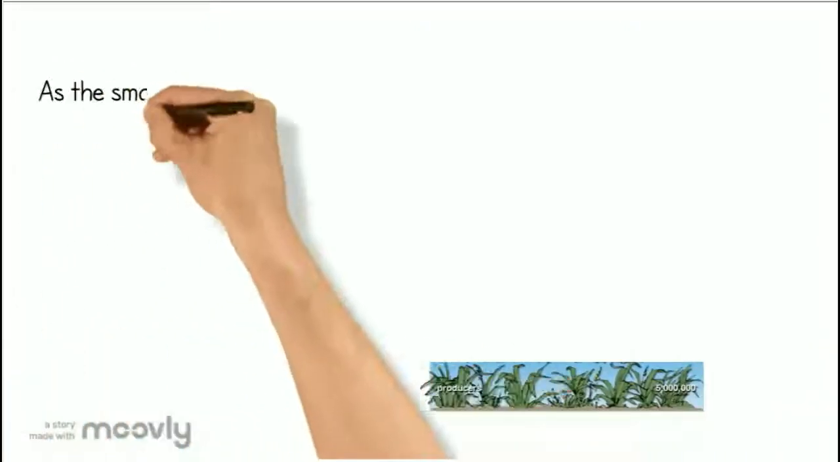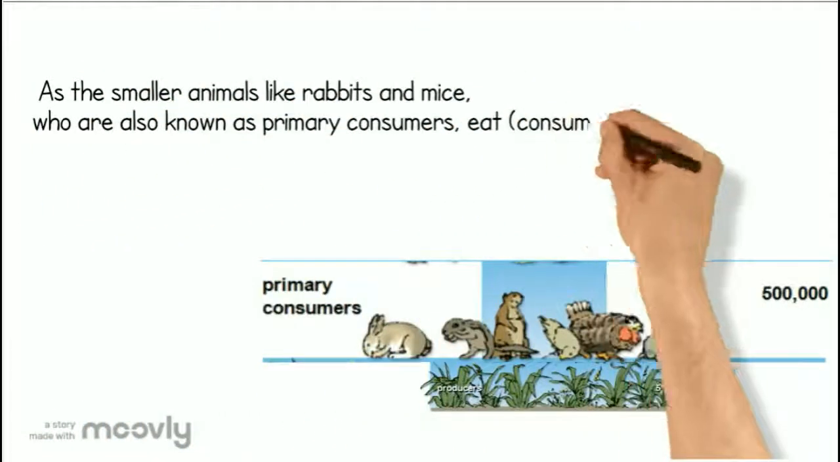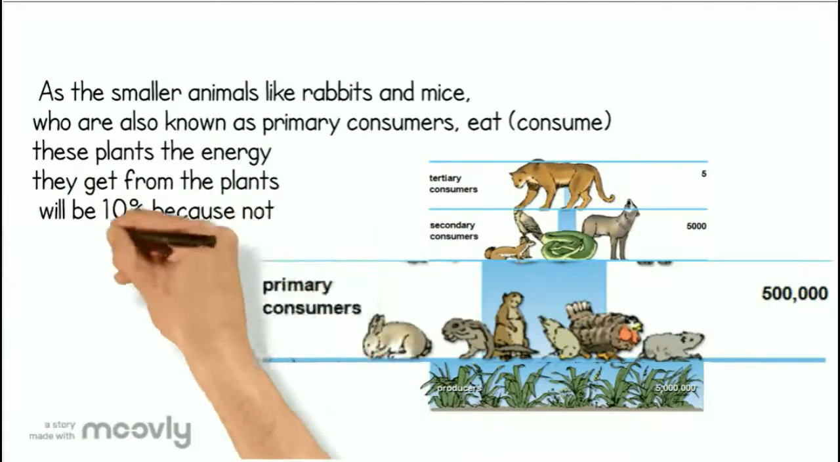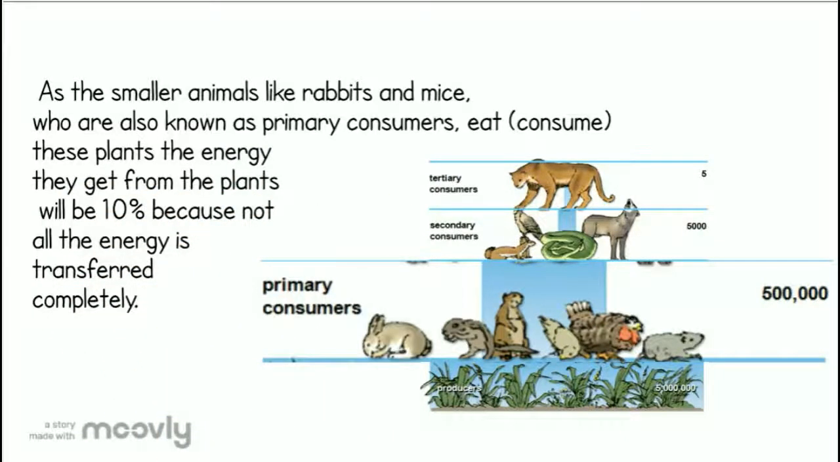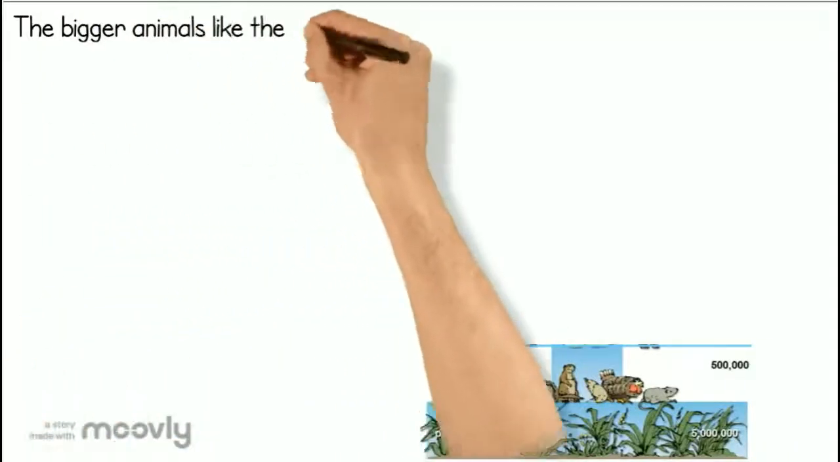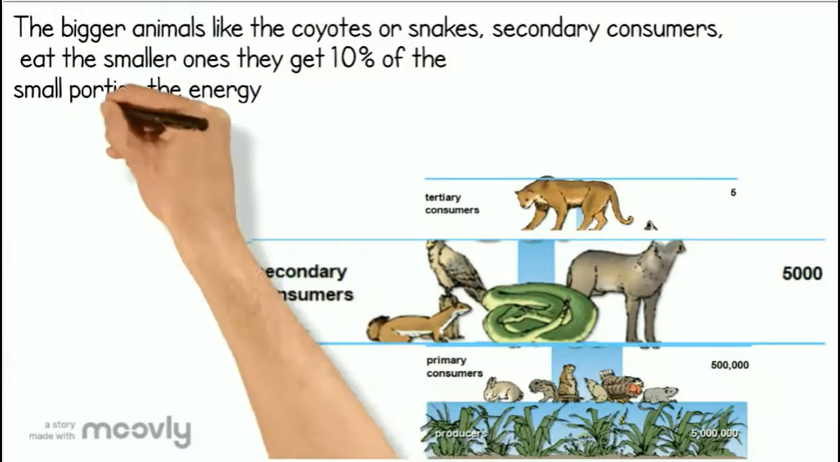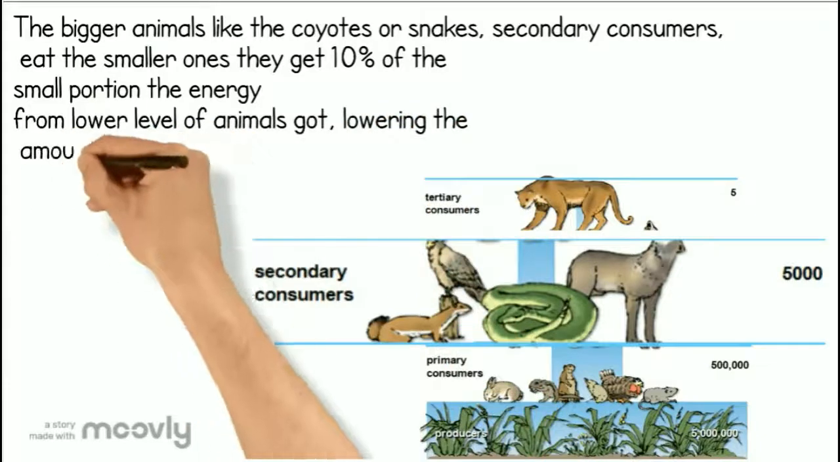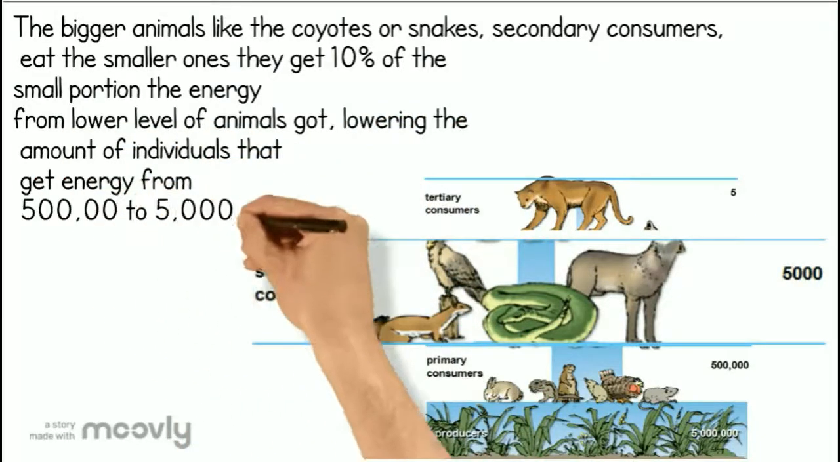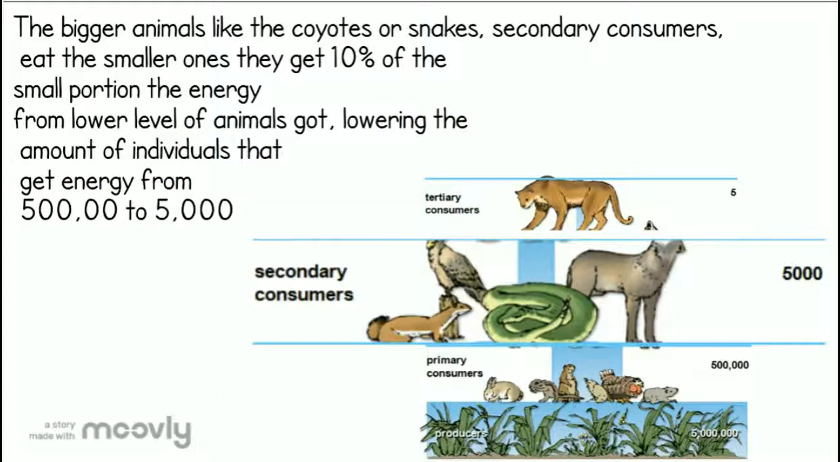The smaller animals like rabbits and mice, who are also known as primary consumers, eat these plants and get the energy, which will only be 10% because not all energy is being transferred. The bigger animals like coyotes or snakes, which are also known as secondary consumers, eat the smaller ones and only get 10% of the small portion from the lower level of animals, here being from 500,000 to 5,000.